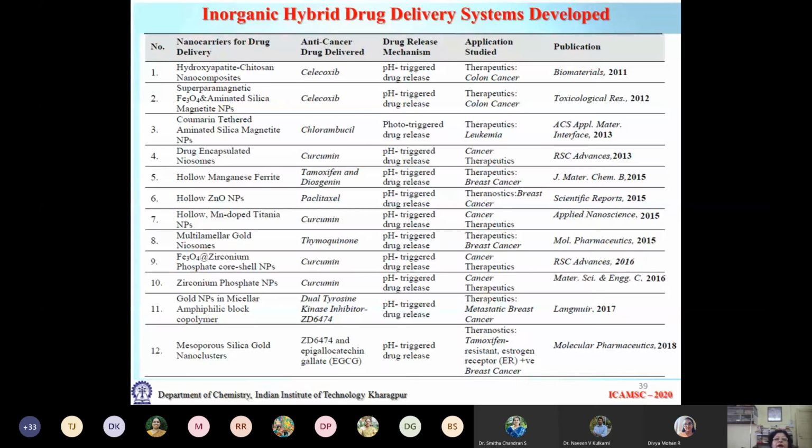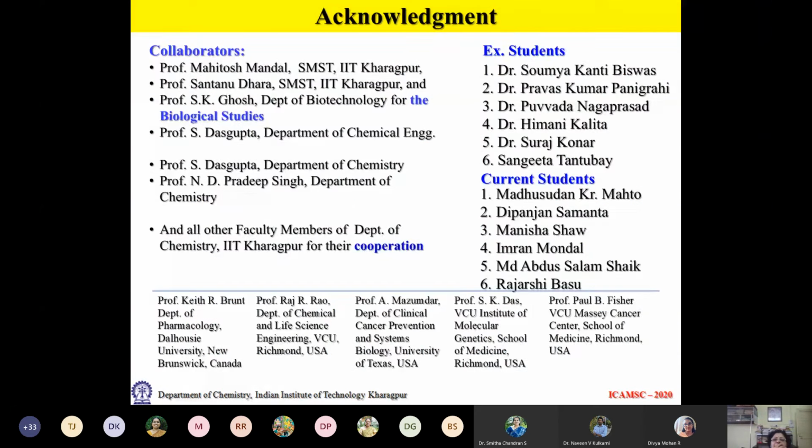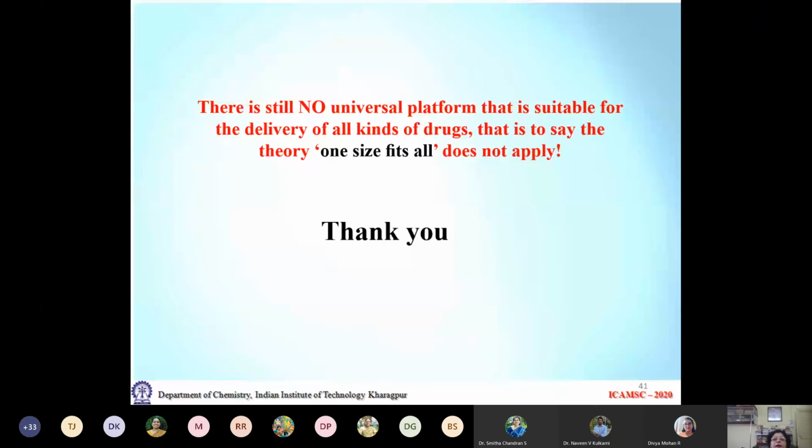This is an isosome system, but I'm not talking about it because I'm talking about inorganic structures, so I'll skip it. These are the inorganic hybrid systems which we have developed so far, and there are a number of them, at least 12 of them, and they have to be unique if they are to be published. So they are all unique in their own way, and these are my collaborators and these are my students. So thanks to their help, and obviously DST and IIT Kharagpur for the funding.